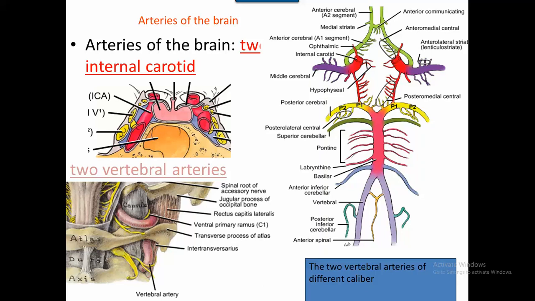Now, the two vertebral arteries each give one branch, and the two branches communicate with each other to form the anterior spinal artery, which descends downward anterior to the spinal cord. And the two vertebral arteries give the posterior inferior cerebellar artery to the inferior surface of the cerebellum.